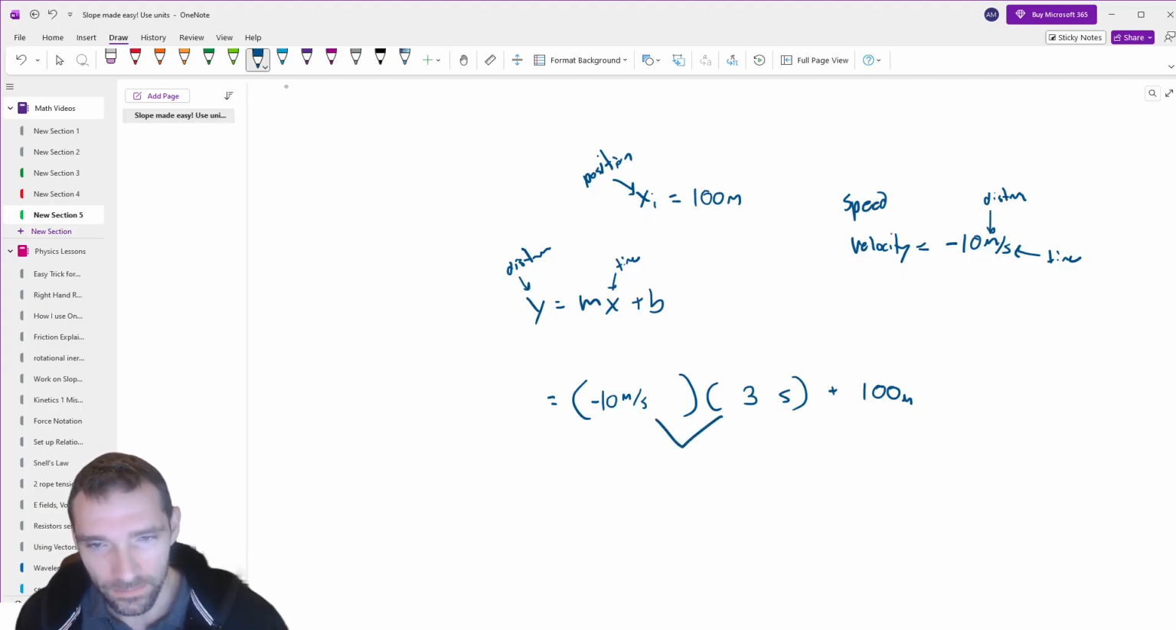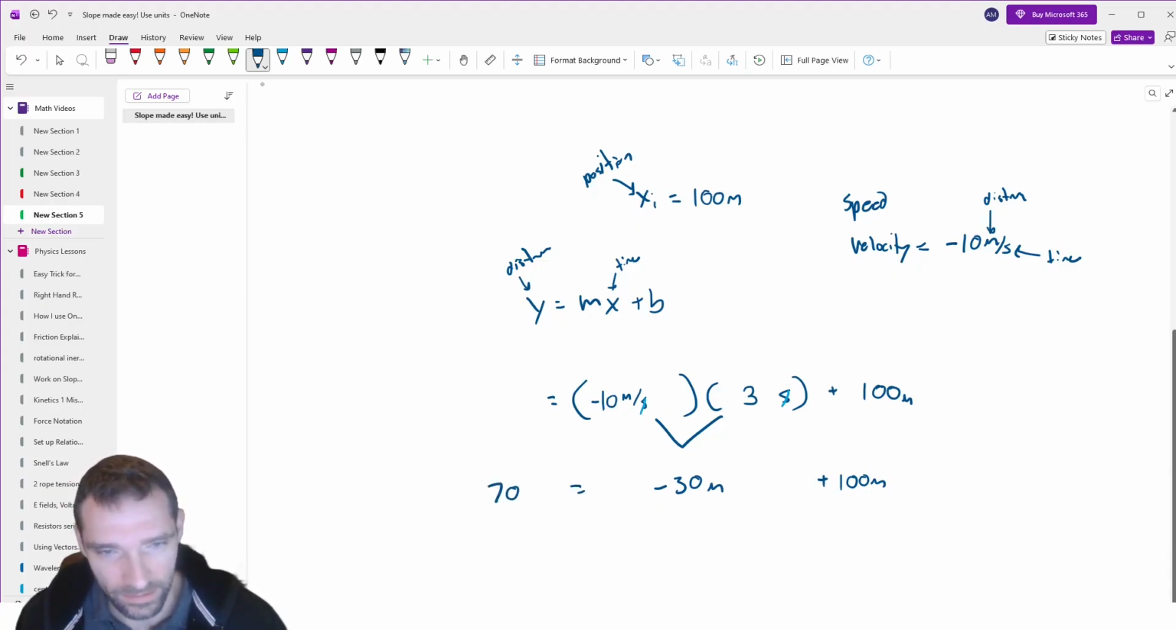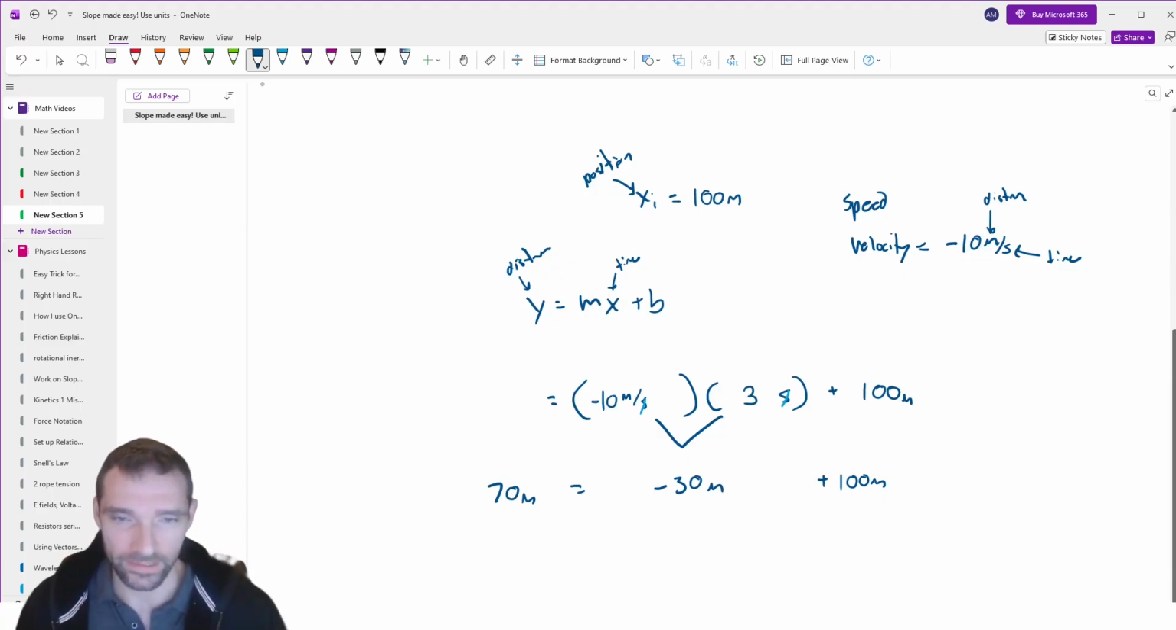When you end up keeping track of units, you can see how the seconds end up canceling out in this part of the problem so that you've gone back 30 meters after 3 seconds, but you were starting at 100 meters away. So your final position ends up being 70 meters after those 3 seconds.